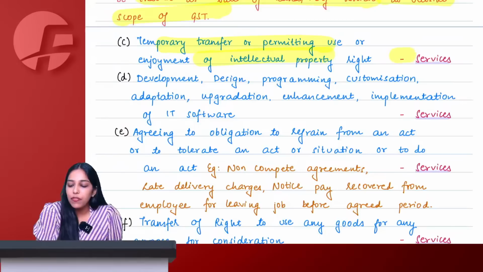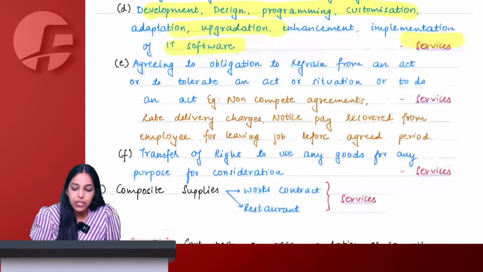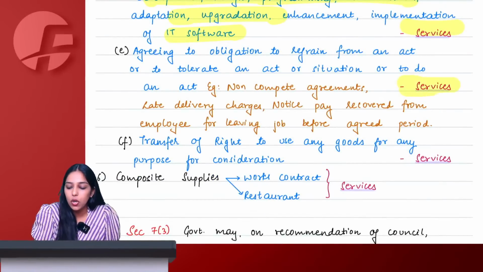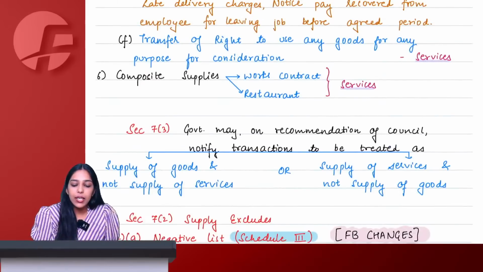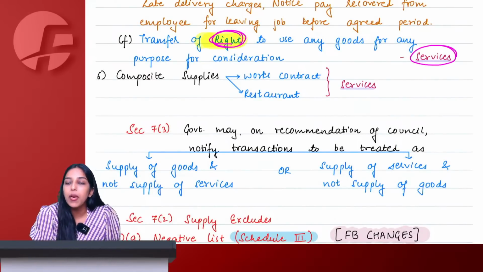Then temporary transfer of IPR is a service. Development, upgradation, software, it is all services. Agreeing to do something, to not do something, to refrain from an obligation, it is all again supply of services. Then transfer of right, not the title, you are simply transferring the right, it is also supply of service.